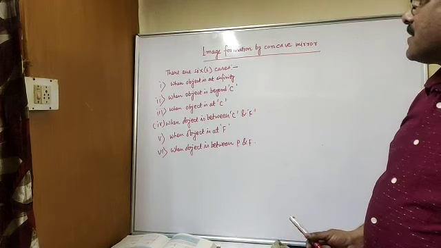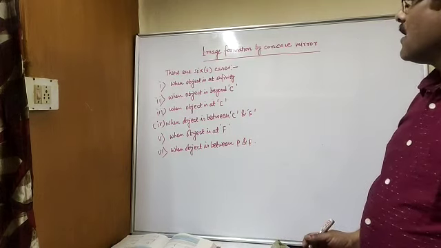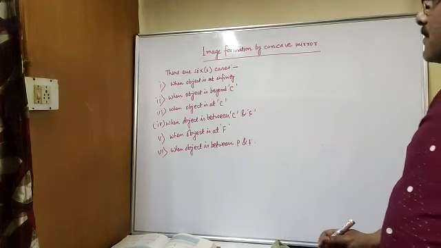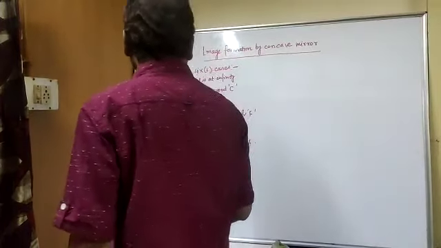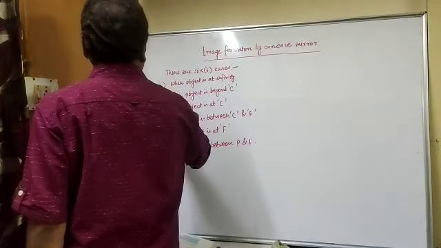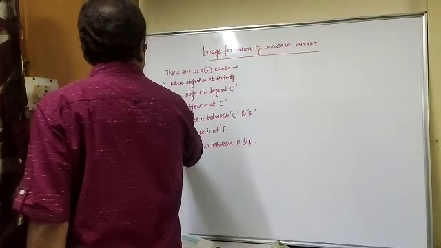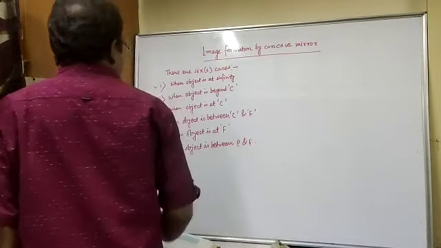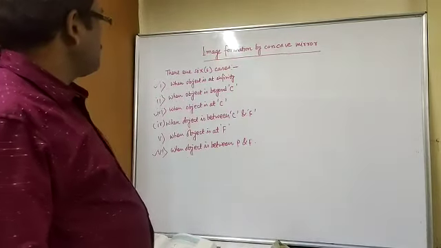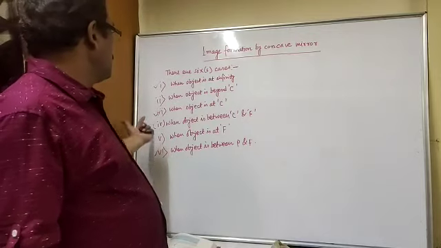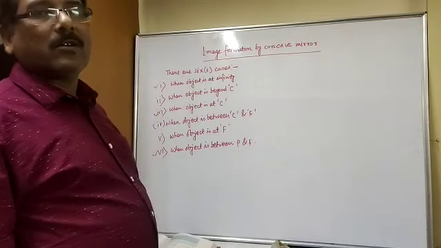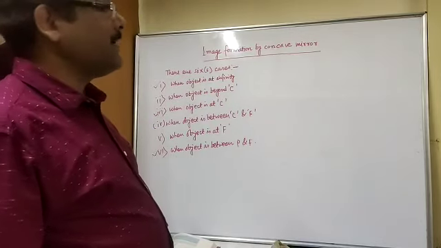Out of these 6 cases, I will draw a diagram for 3 important cases: first one, third one, and sixth one. And the rest of the cases, that means 2, 4 and 5, are your homework. You will also try it.